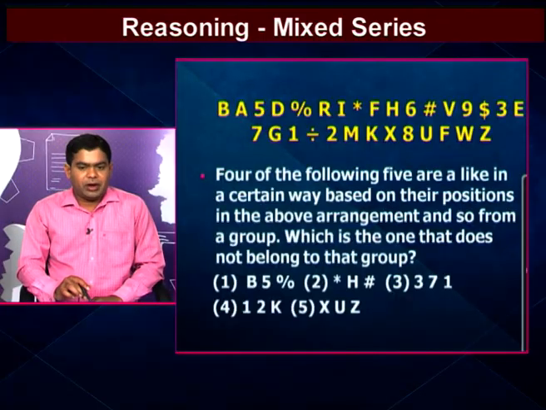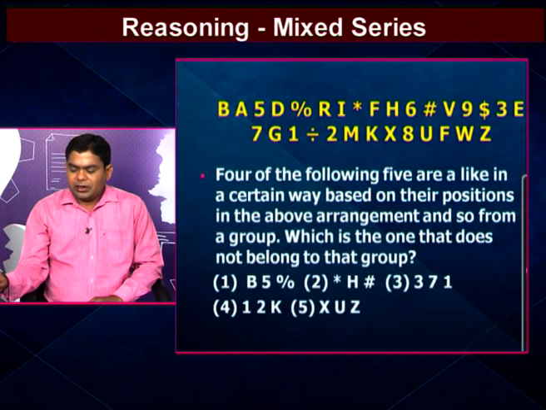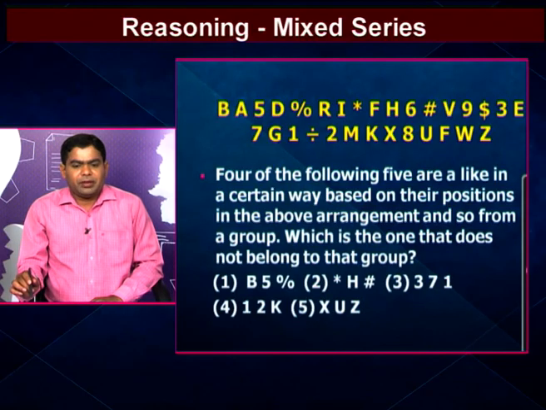So we go to the next question. 4 of the following 5 are alike in a certain way based on their positions in the above arrangement and so form a group. Which is the one that does not belong to that group? So here the question means that in the given 5 options, 4 options follow the same pattern, one is different. That means we find out that different option. The question is nothing but odd man out. Odd man out means 4 are in the same pattern, one is different, so we find out that different option.